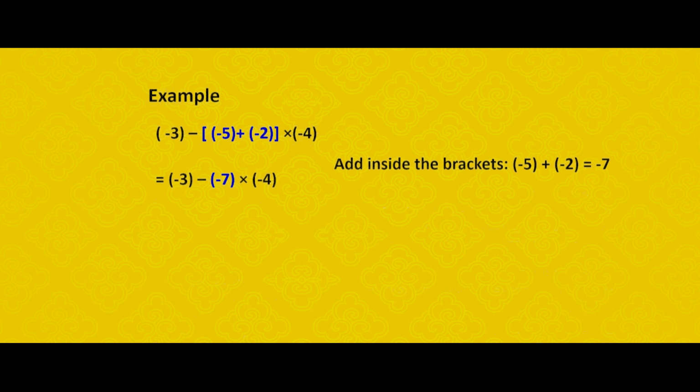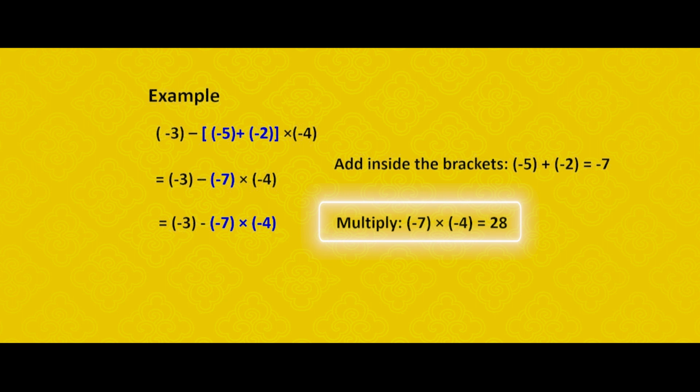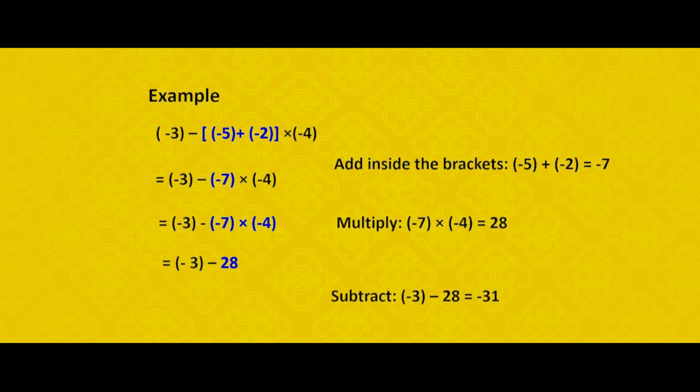Next, we should divide or multiply. As division is not here, we will multiply. Negative 3 minus negative 7 times negative 4. So when you multiply negative 7 times negative 4, that is negative 28. The third rule, we will apply the third rule, that means you have to add and subtract. As addition is not there, we will do the subtraction of negative 3 minus 28 and we get negative 31. Some more examples.